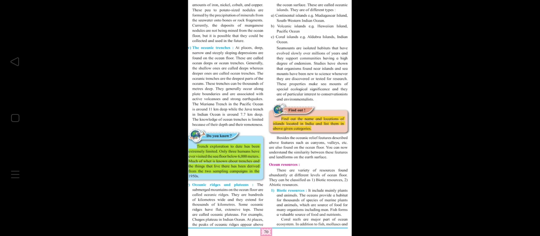Now, what are the ocean trenches here? At places, deep, narrow and steeply sloping depressions are found on the ocean floor. These are called ocean deeps or ocean trenches. Generally, the shallow ones are called deeps, whereas the deeper ones are called ocean trenches. So let us understand the difference between the deeps and ocean trenches. Again, there are sloping depressions, students, found on the ocean floor. The shallow ones are the deeps, and the deeper ones are called the ocean trenches.